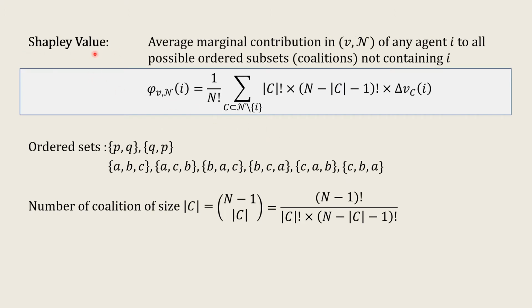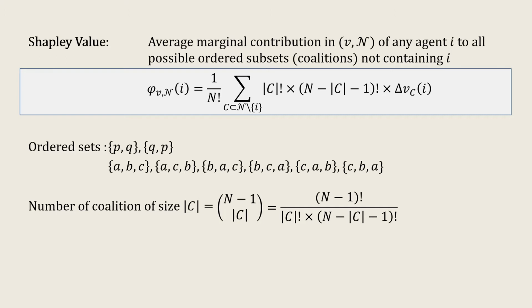Formally, the Shapley value of an agent i is its average marginal contribution in the coalition game (V, N) of that agent i to all possible ordered subsets or coalitions not containing agent i. This is the expression for how we denote the Shapley value of agent i: psi sub V comma N of i. Note that this Greek letter can be pronounced either psi or psi. Both are equal.